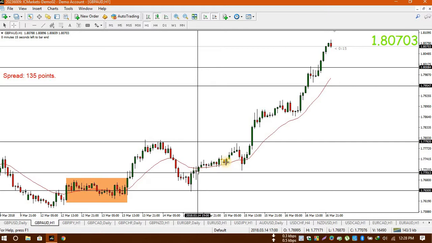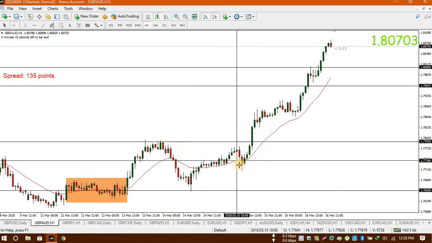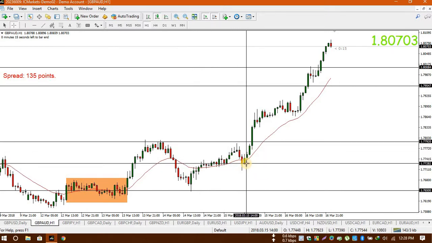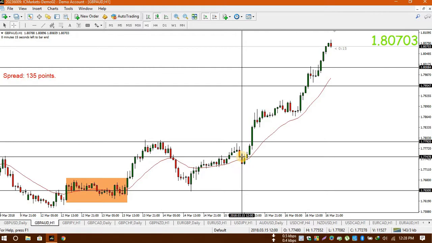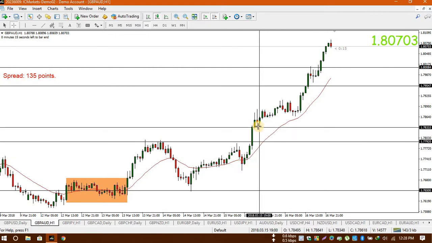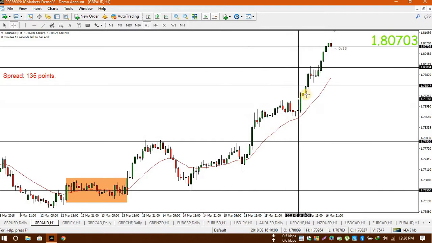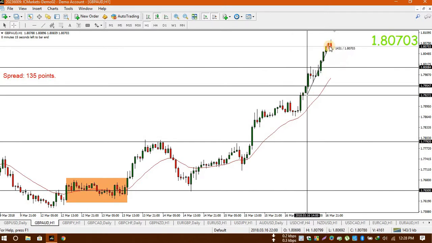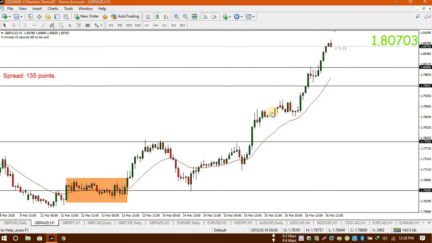So here we took another entry, suddenly the decision changed, and we are out in this area with 40 pips, and we missed this opportunity here, and we took another that's been running with 140 pips. So this is how we need to trade in strongly bullish momentum.